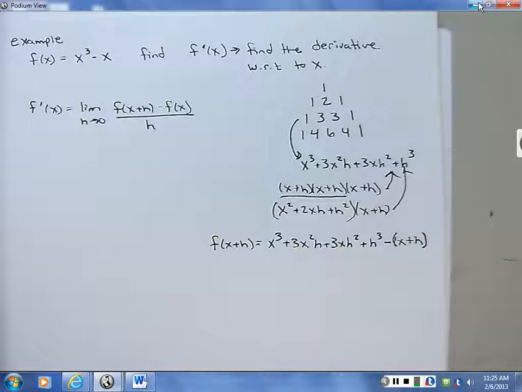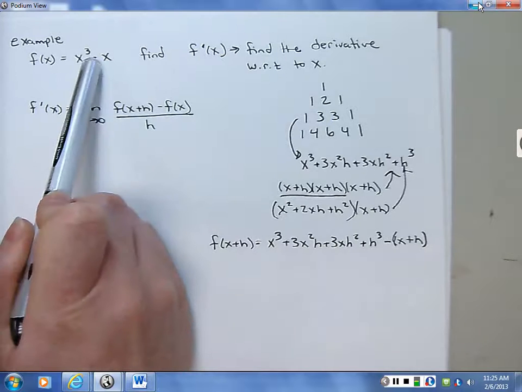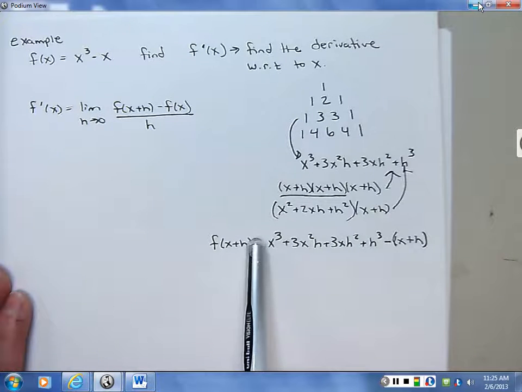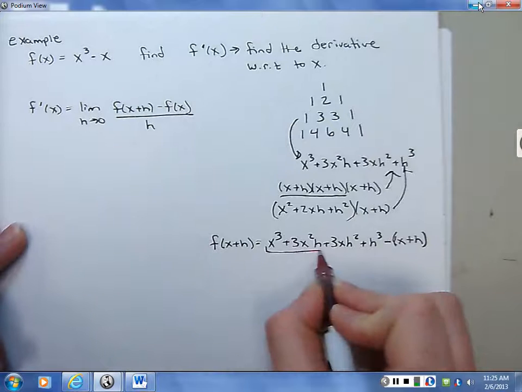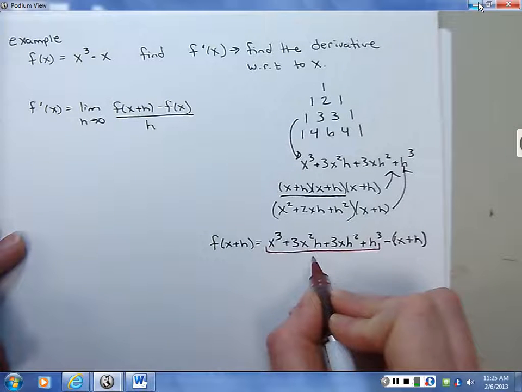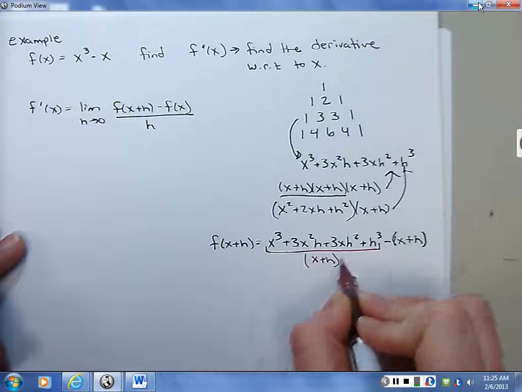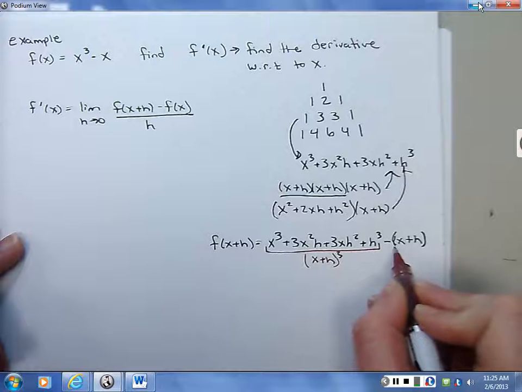Where's the minus x plus h come from? This minus x plus h, because I'm looking at the function, and everywhere I have a variable, I plug in x plus h. X plus h squared is this part. So maybe I can highlight this is x plus h cubed, and this is just x plus h.